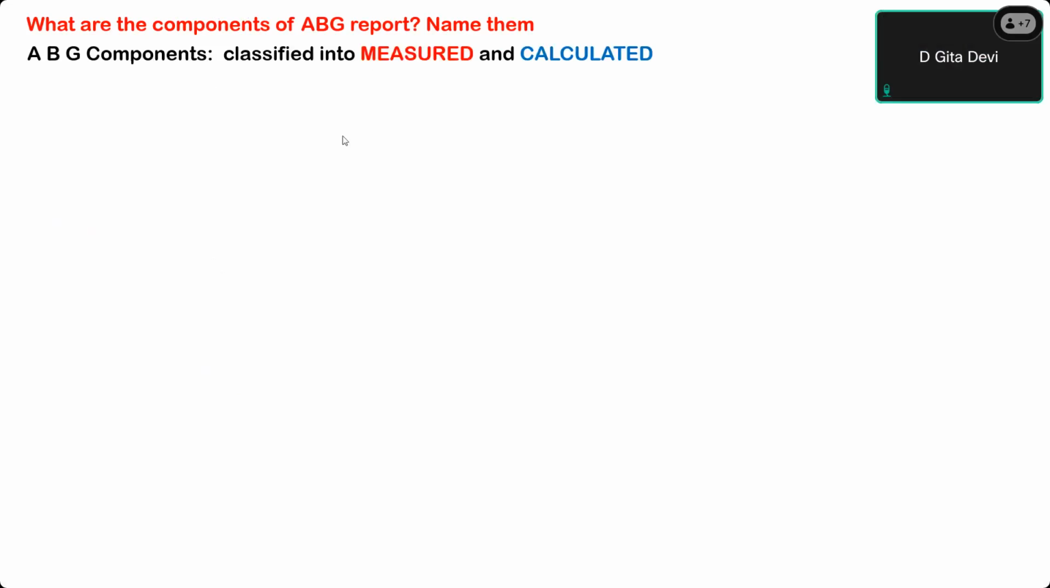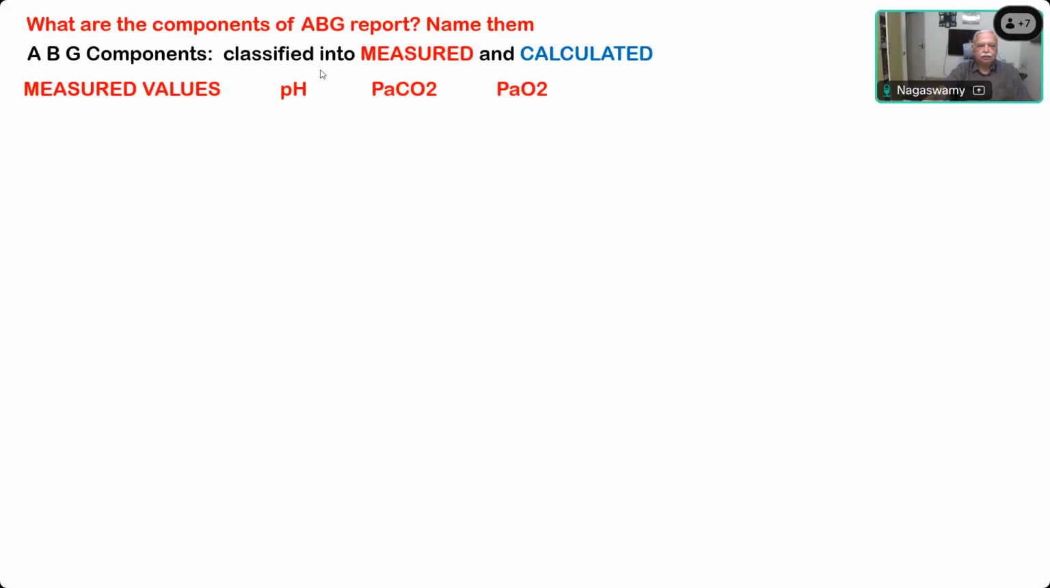I have already told you the answer. The pH, the first will be the demographics, then the values, that's what we'll have to tell. The components can be classified as measured components and calculated components. So ABG components are classified into measured and calculated. The measured values are pH, PaCO2 and PO2. Calculated values are bicarb, SaO2, base excess or deficit.